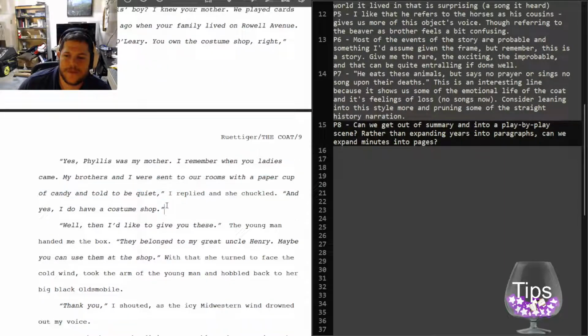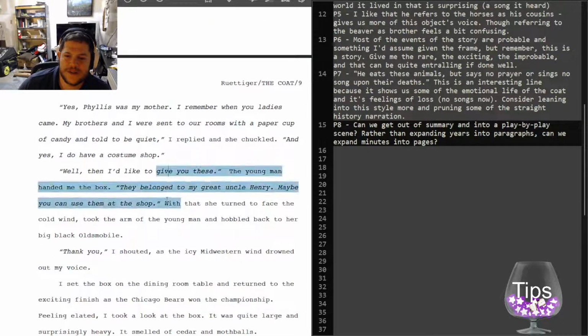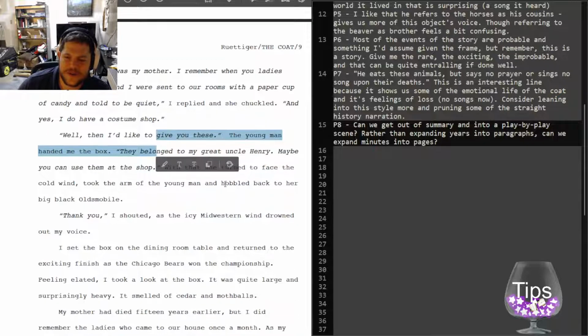It's in the room, paper cup. And yes, I do have a constant shop. I'd like to give you these. They belong to my great uncle Henry, and you can use them at the shop.